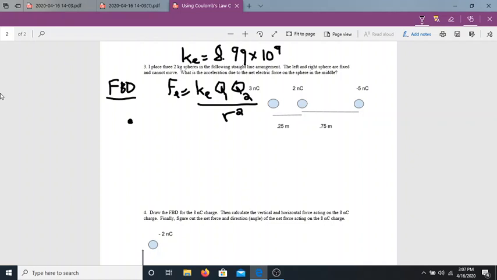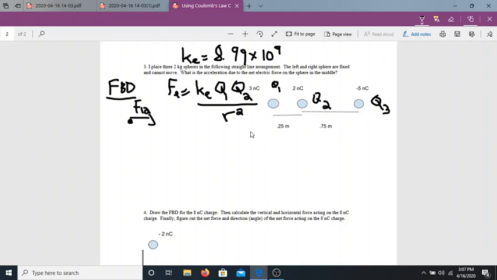So looking at the sphere in the middle, it is experiencing 2 forces. Let's start with the one that's closer to it, the 3 nanocoulomb sphere. In that case, they are both positively charged spheres, so they're going to push away from each other. So the 3 nanocoulomb sphere is going to push the 2 nanocoulomb sphere to the right. So we're going to start by having one force going to the right. I'm just going to call that F12.